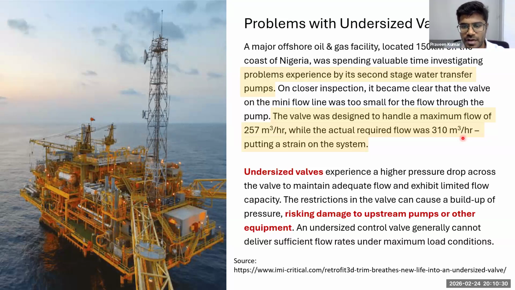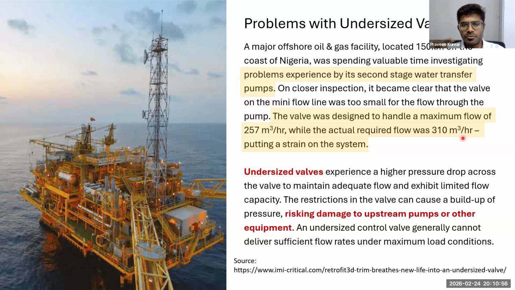So an undersized valve. This is the typical case of an undersized valve. It experiences high pressure drop across the valve to maintain flow and everything, so it is risking damage to upstream pumps or other equipment. An undersized control valve generally cannot deliver and puts a lot of strain.